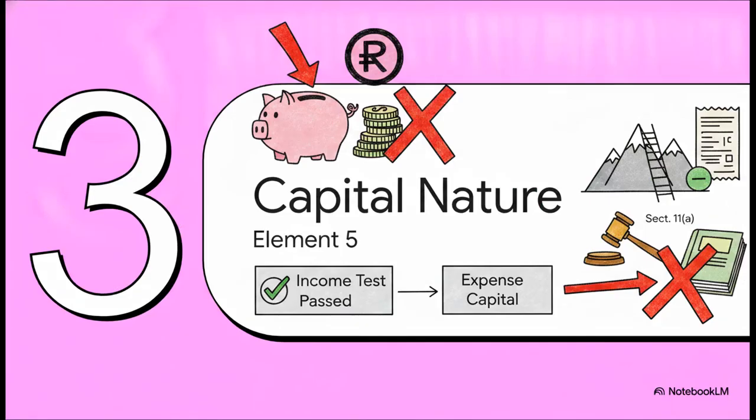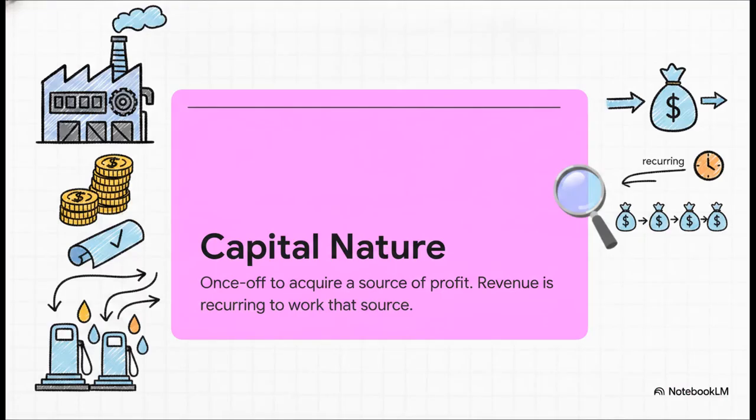Moving right along to Section 3, Element 5, not of a capital nature. So the Income Tax Act conveniently forgets to actually define what capital means. This means we are once again relying heavily on case law. But as a general baseline rule of thumb, capital expenditure is usually a once-off payment made to acquire a source of profit. Revenue expenditure, on the other hand, is a recurring payment to work that source of profit.